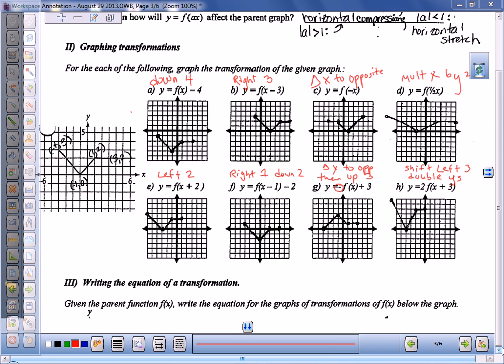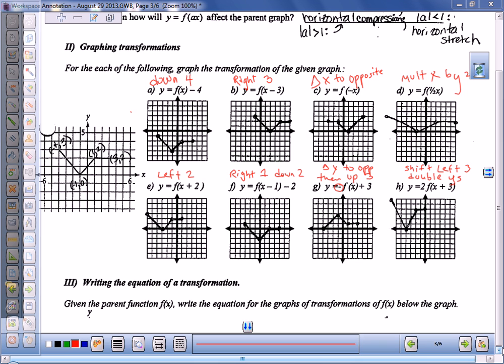E, we took the whole function and did it left 2. F, we have a composition of transformations. We shifted right 1 and down 2. G, there's a negative out in front, which gives us the reflection over the x, and then we shift up 3. So a reflection over the x-axis, and then shift up 3 units.